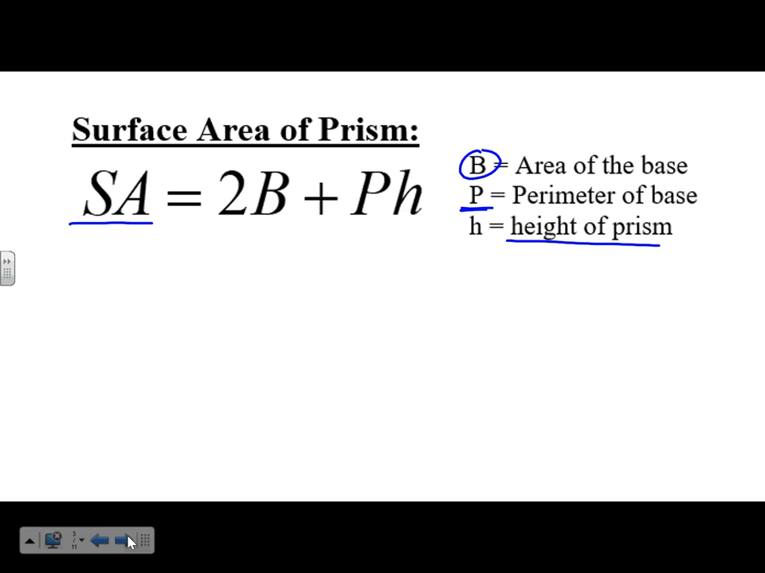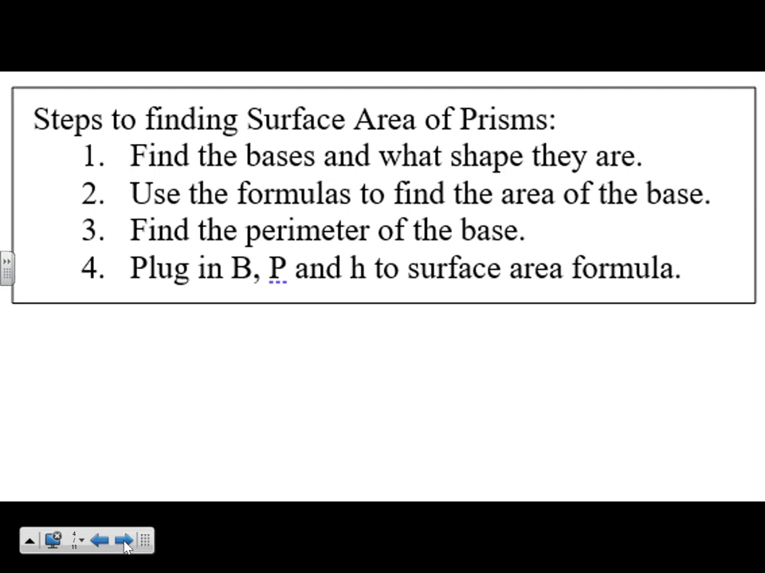So I listed out some steps for finding the surface area. The first step is you're going to find the bases and what shape they are. That should be a pretty easy one. There's not a lot of work to do with that. Then use the formulas to find the area of the base, the same formulas we did in the last chapter. Then find the perimeter of the base. Again, you just add all the sides together. And then plug all your information into your surface area formula.